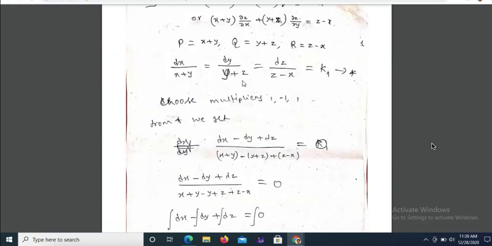So you're not able to do it by using Lagrange's method here, so straight away go for multipliers. I selected multipliers like 1, minus 1, 1. So 1 dx minus 1 dy plus 1 dz divided by 1 (x plus y) minus 1 (y plus z) plus 1 (z minus x) equal to 0. Why is it 0? Because y cancels here, z cancels, x cancels, so in the denominator you are getting 0. Means the numerator also is 0, so that's what I can take as 0.